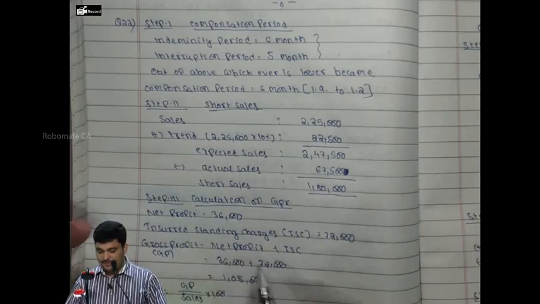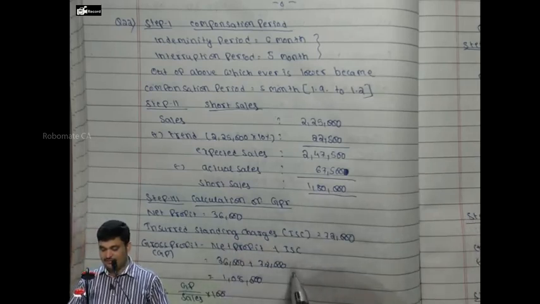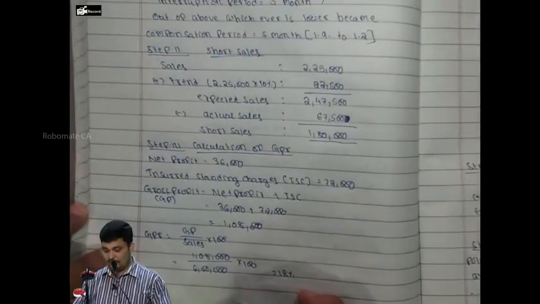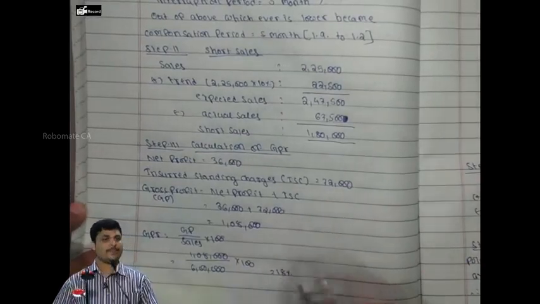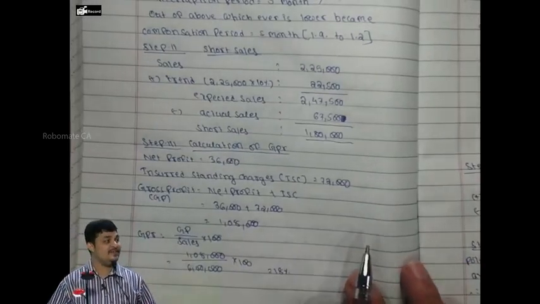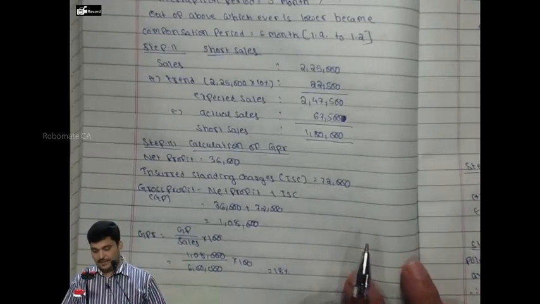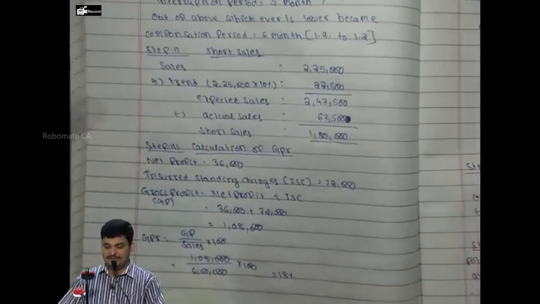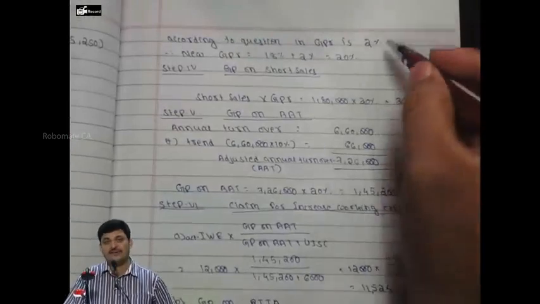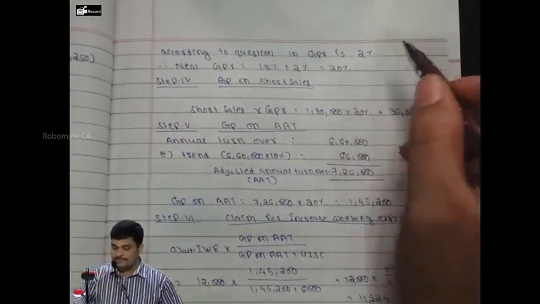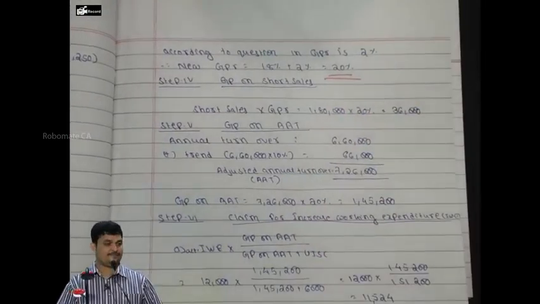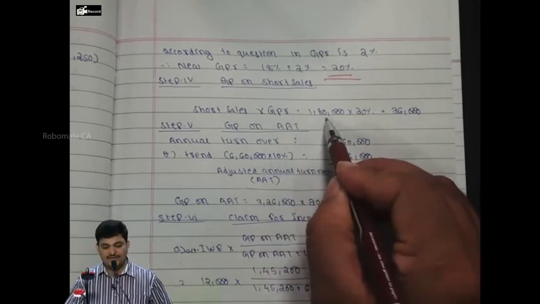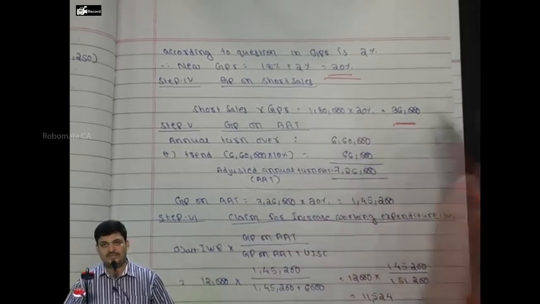GPR: net profit plus insured standing charge: 36,000 plus 72,000 is 1,08,000. GPR equals 1,08,000 by 6 lakhs into 100, you are getting 18%. This 18% is actually the GPR of which year? Previous year. Now, if no information is given on previous year GPR, we will assume it as current year GPR. But there is an increasing trend for GPR, so GPR is to be taken at 20%. So GP on short sales equals 1,80,000 short sales into 20%, which will give you 36,000.